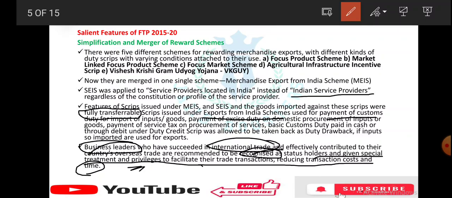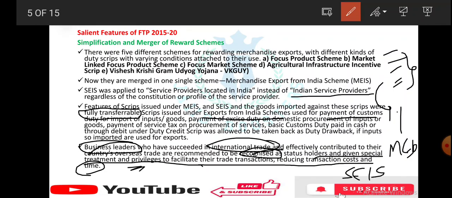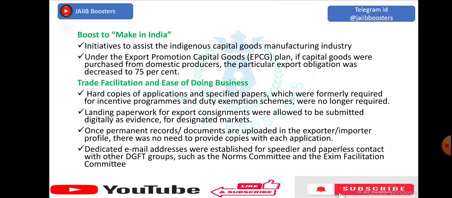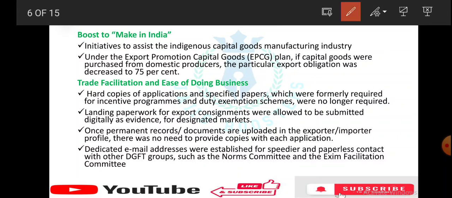The main features of FTP are that there were 5 schemes, and these 5 schemes have been converted to one scheme, which is MEIS. In SEIS, instead of Indian service providers, it has been extended to service providers located in India. Next, how this FTP 2015 to 20 helps in the Make in India program.